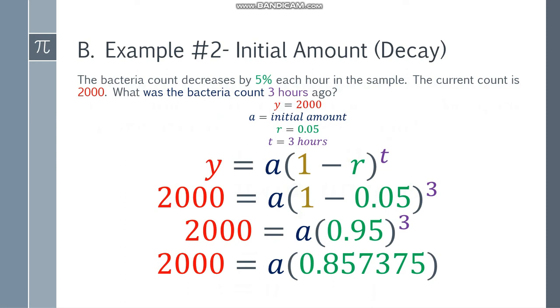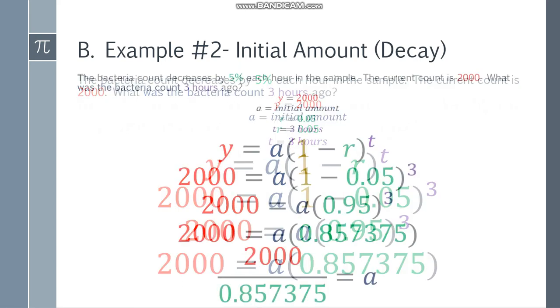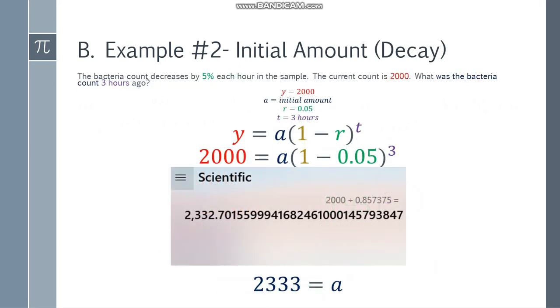Ngayon, to find the value of A, divide both sides lang by 0.857375. And sa calculator natin, ang sagot daw ay 2,332.7015 and so on. Tinatanong dito yung count ng bacteria. So, round up ko siya sa whole number. So, 2,333 or round down, depende. So, that's the final answer.